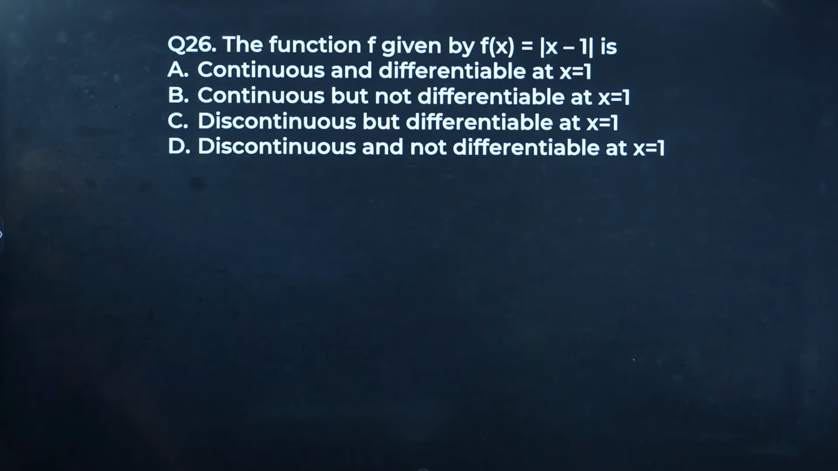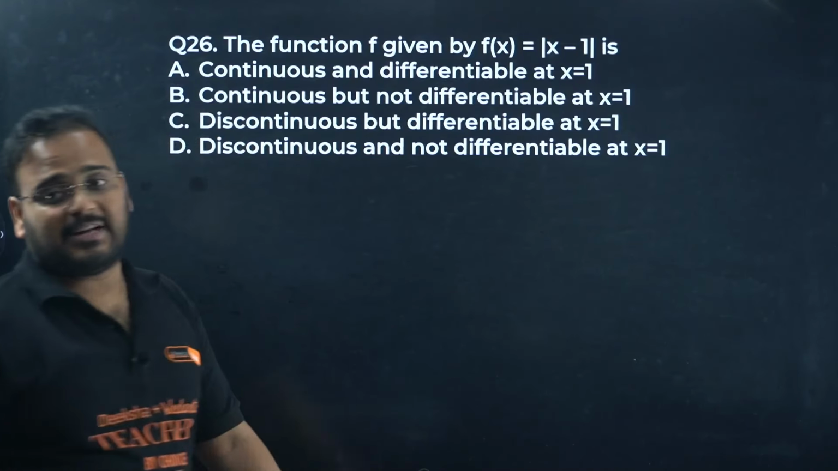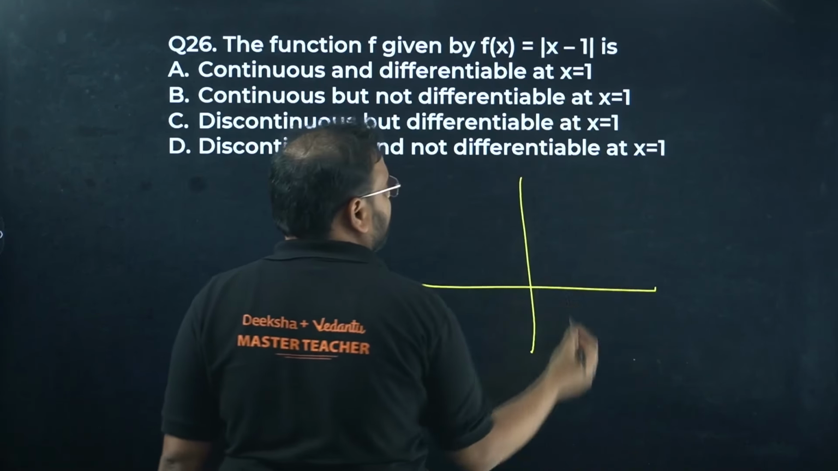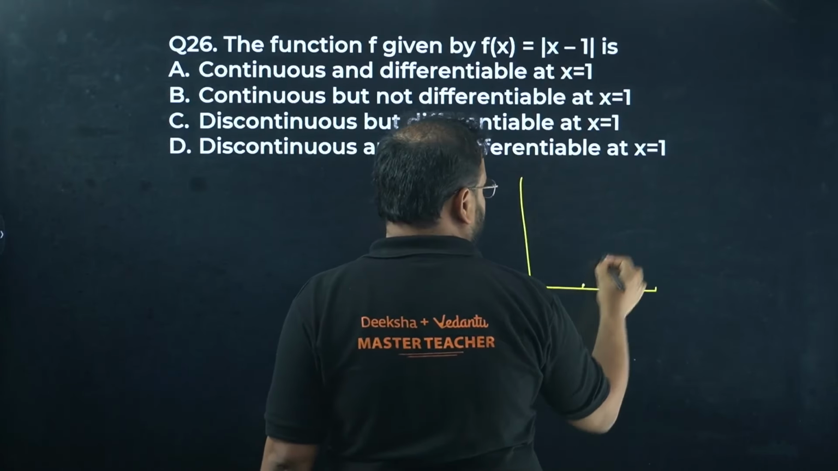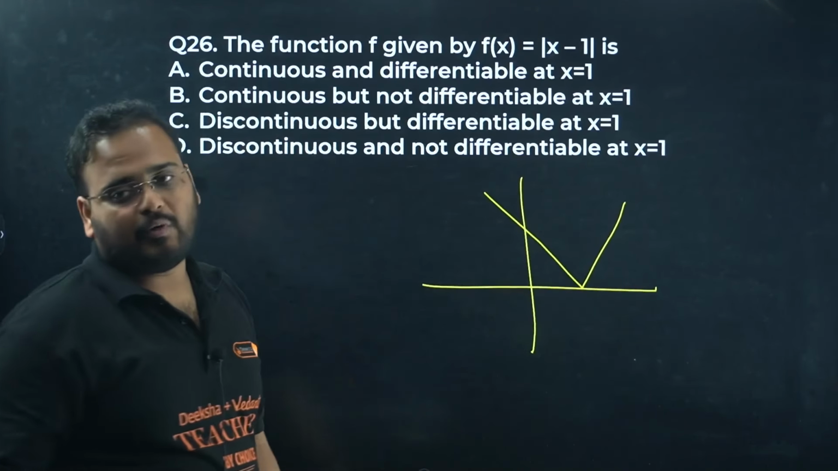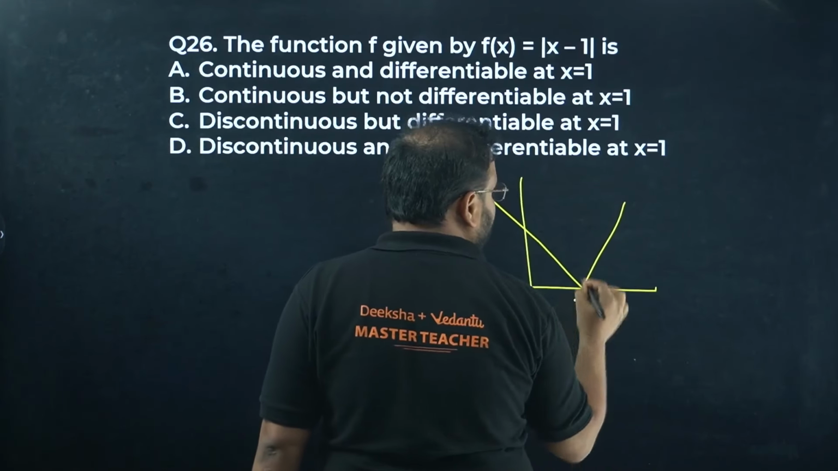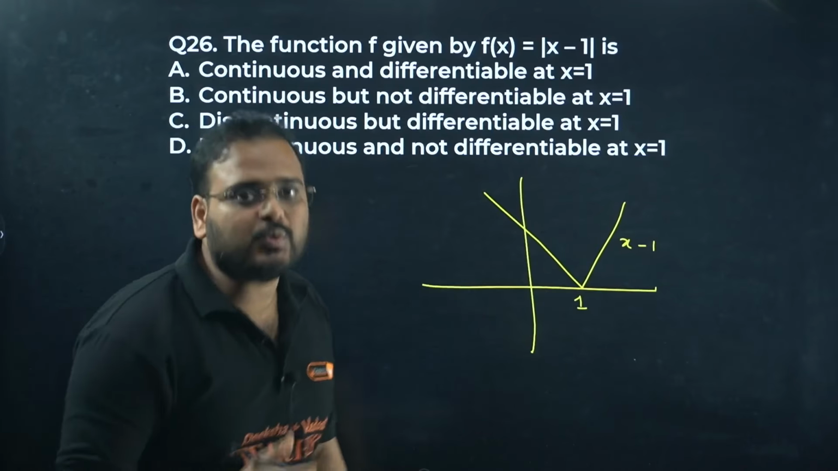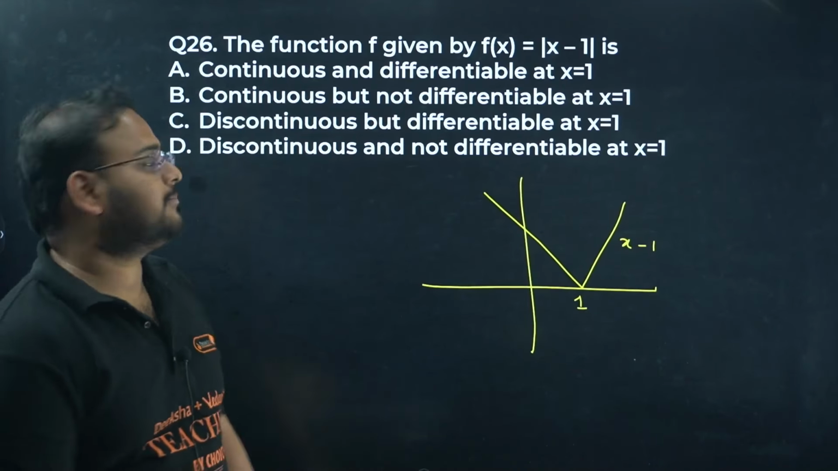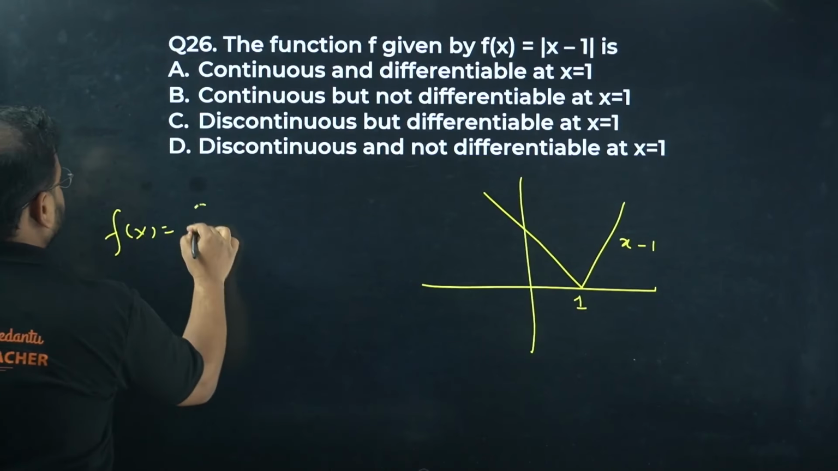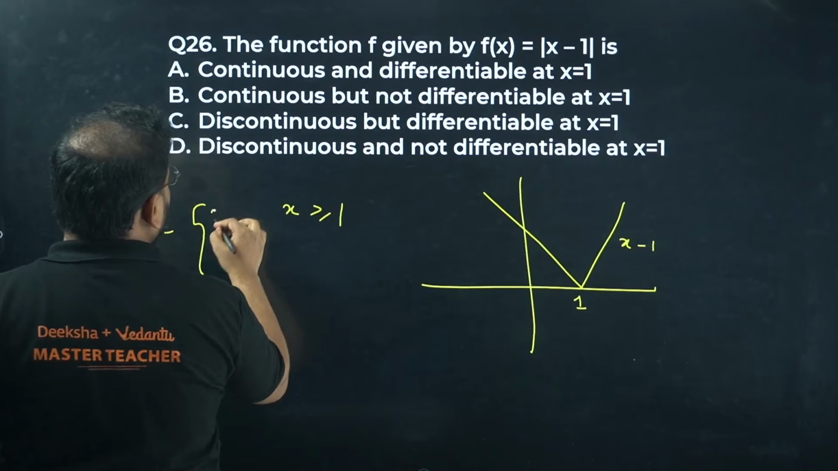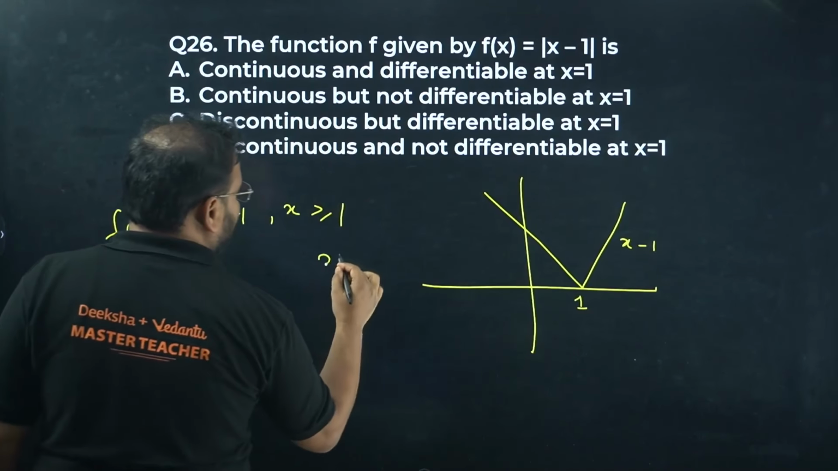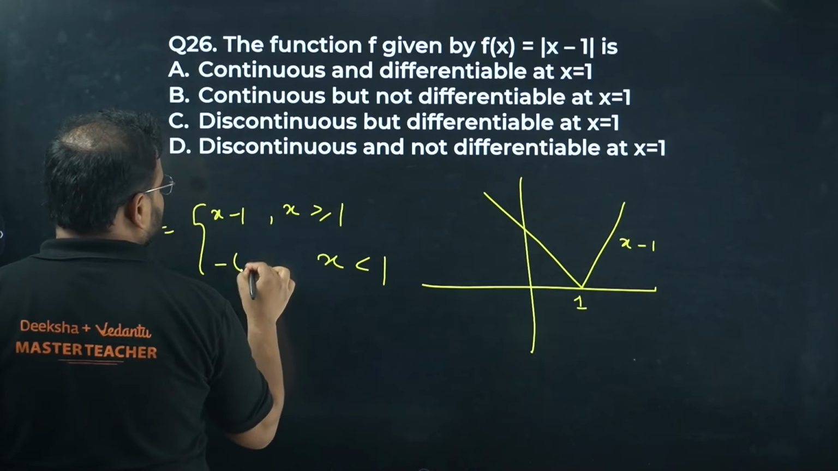Okay, 26 now. The function f given by f(x) equals mod of x minus 1. Somebody was asking me this in the recent live. Check here: mod of x minus 1, what is the critical point? The critical point is at 1. So this point 1 I will write here. On this side, what is the graph? For all values of x more than 1, the function will open with a positive sign, so x minus 1.